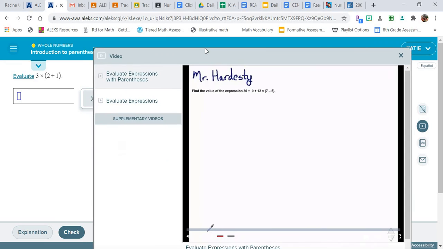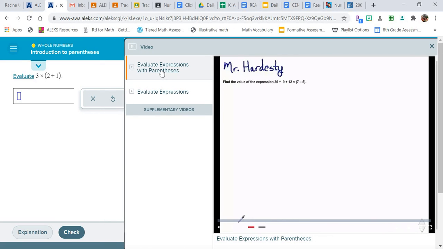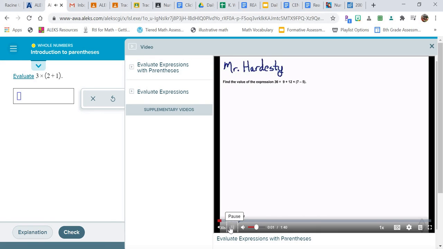So if I pull up this videos tool, it's going to give me an explanation and an example of how to solve this problem that involves order of operations. So here it's saying evaluate expressions with parentheses, and that's what I'm doing. So I'm going to click on this video. All right, and then I can go ahead and I can click play. This is Mr. Hardesty. Let's use order of operations. Okay, and you hear that he's going to walk you through this problem.